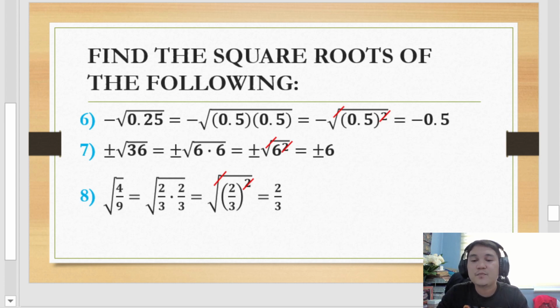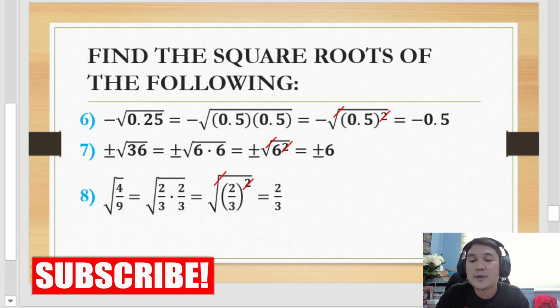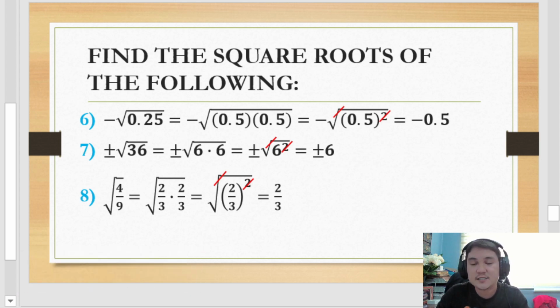positive and negative square root of 36. So copy the positive and negative sign, and then copy the square root or the radical sign, and then look for a number wherein if you're going to multiply it by itself, it will give us 36. What number is that? So that number is 6, because 6 times 6 gives us 36. So this 6 times 6 will be changed into its exponential form, that is 6 squared. And then the radical sign and the exponent 2 will be cancelled out, and the final answer will be positive and negative 6.